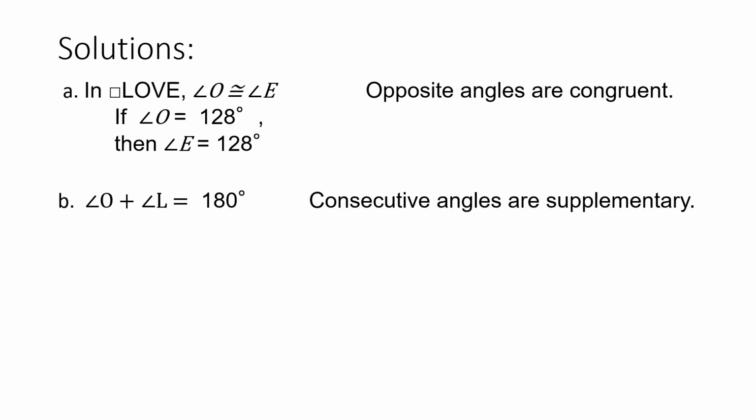Letter B. Angle O plus angle L is equal to 180 degrees. They are consecutive angles, and consecutive angles are supplementary. Substitute the value of angle O in the equation. 128 plus angle L is equal to 180 degrees. Then we have angle L is equal to 180 degrees minus 128. The measure of angle L is equal to 52 degrees.